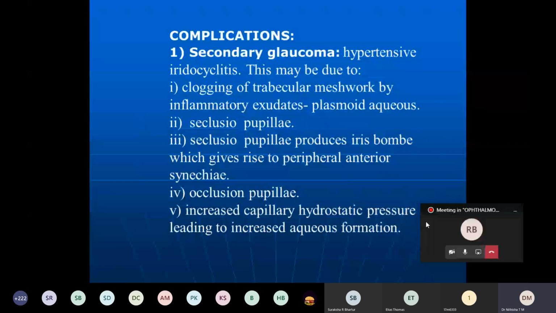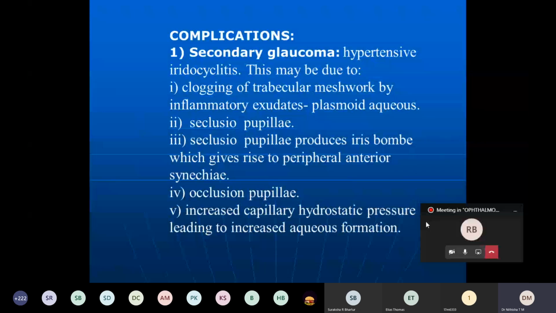Now, what are the complications of your anterior uveitis? Complications can be secondary glaucoma, which is very important. This is due to clogging of the trabecular meshwork by the inflammatory exudates, which is called plasmoid aqueous. So the aqueous becomes turbid, plasmoid. Otherwise, it is clear. So it can be secondary glaucoma, and one etiology is clogging of the trabecular meshwork by the exudates.